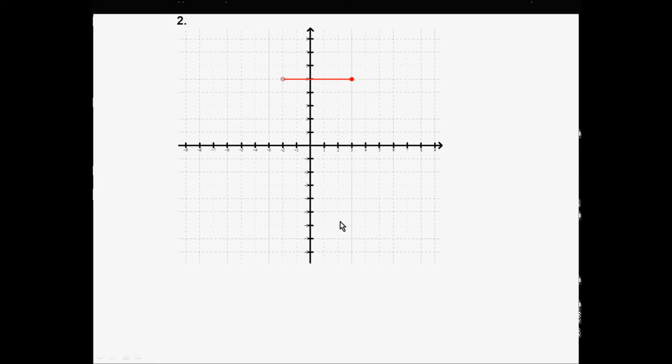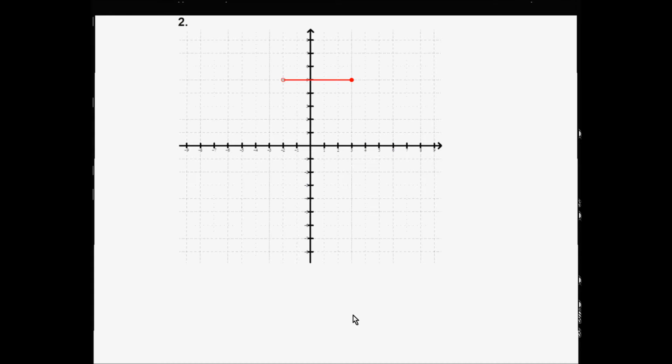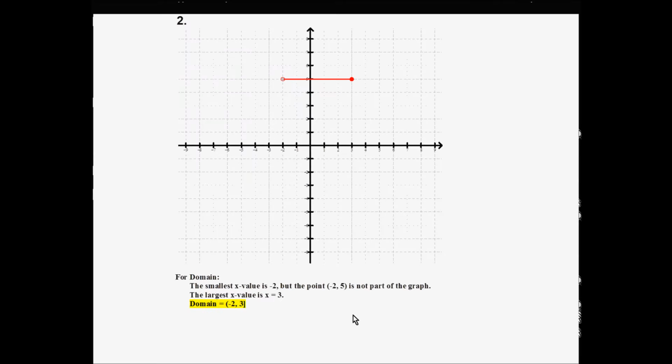Okay, for domain, if I go from left to right, the furthest point to the left is -2. The open dot says parenthesis. The point that's furthest to the right is 3. It's filled in. That says bracket. So the domain is left half open from -2 to 3.